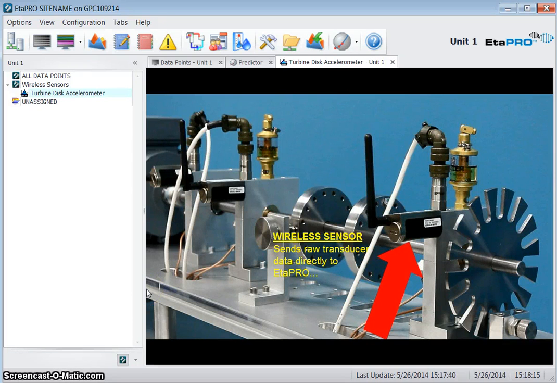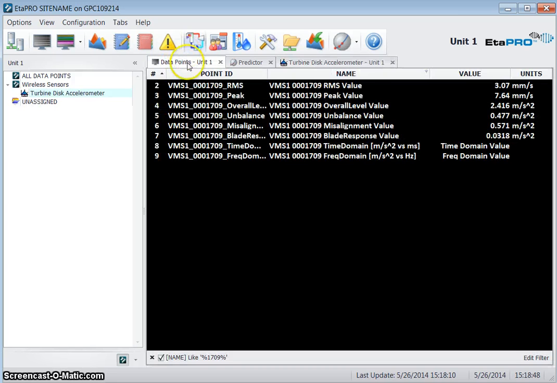Let's take a closer look at the vibration diagnostic capabilities in the EtaPRO system. This is a wireless transducer that's sending raw data directly into the EtaPRO system, where it is then processed into a vibration signature. The transducer data shows up in the EtaPRO points list.